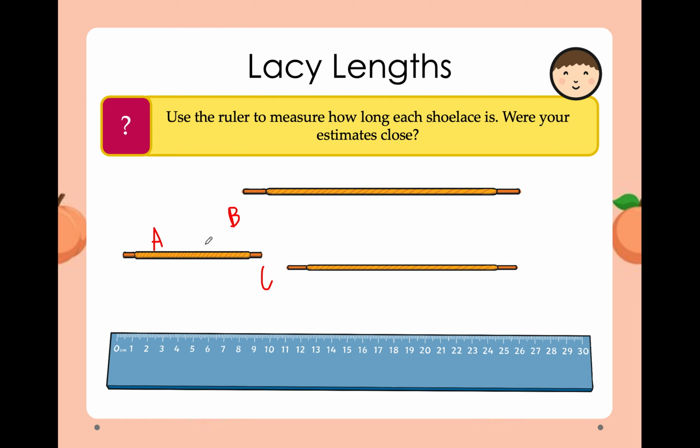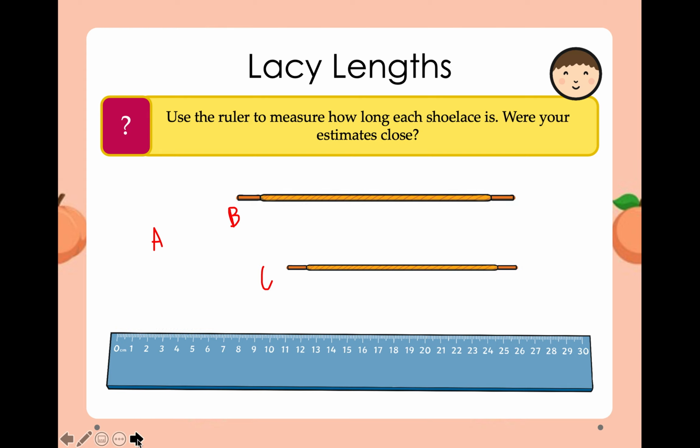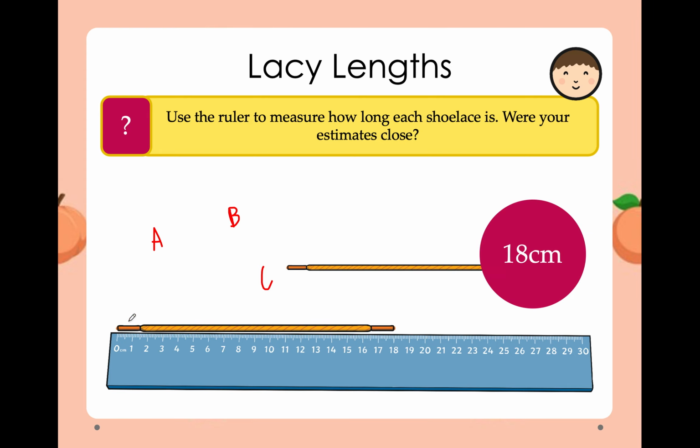Here we have shoelace A. Remember, we have to put it at the tip of the ruler. And if we look all the way to the end, the shoelace is 9 centimeters long. Now let's measure shoelace B. Here we have put it at the 0, and we see all the way to the tip, it is 18 centimeters long because it ends at the number 18.